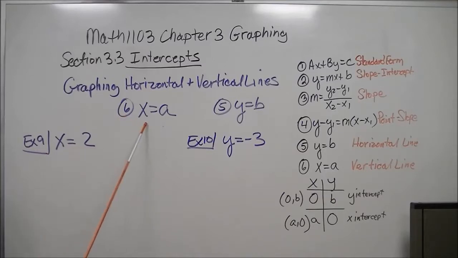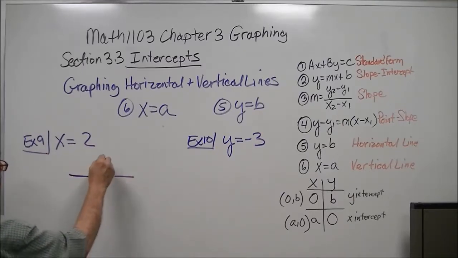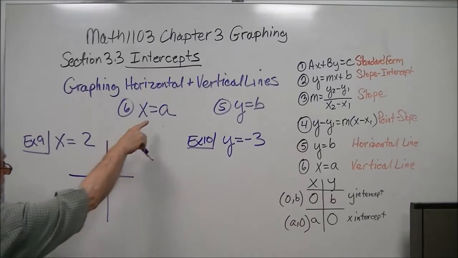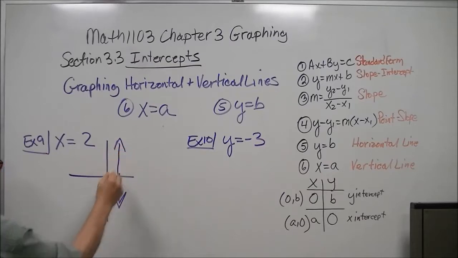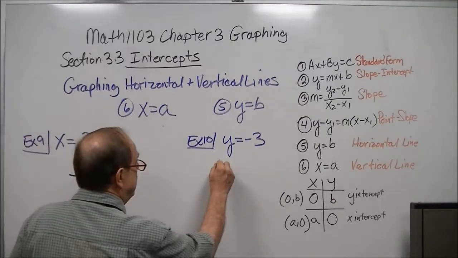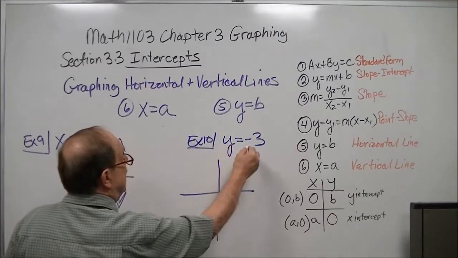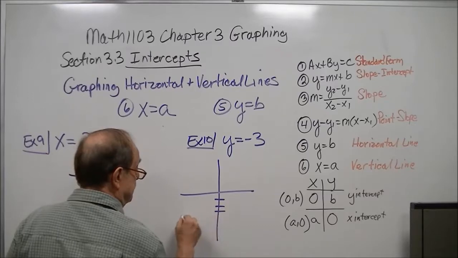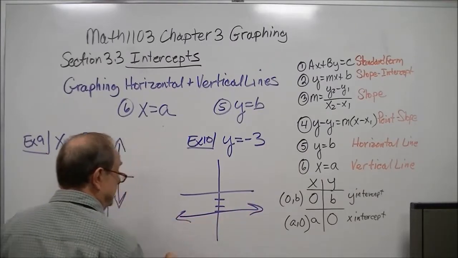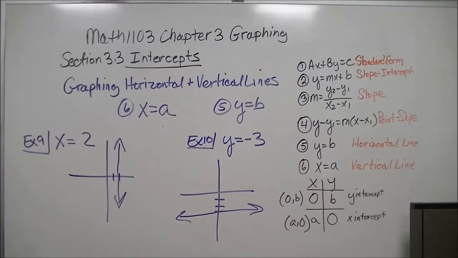So formula 6 is x equals a. This is your x-intercept, and it's a vertical line. So there's your graph. Where is a? A is 2. So there's the graph of x equals 2. It should be going to 2, I'm a little off there. And here, y is a -3, which is our y-intercept. -3 is right there, and there is our graph. Okay?